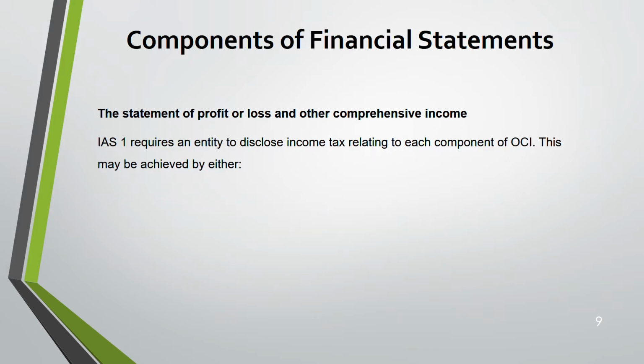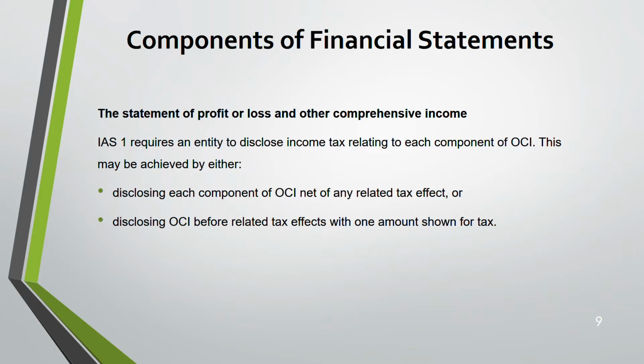Then we have income tax. Income tax that is relating to OCI, you can present in two ways. One, you can disclose each component of OCI net of related tax effect. That means you deduct the tax from each element under OCI and then show. Second way, show all OCI without tax, and then only one amount for tax at the end. That way also you can show.